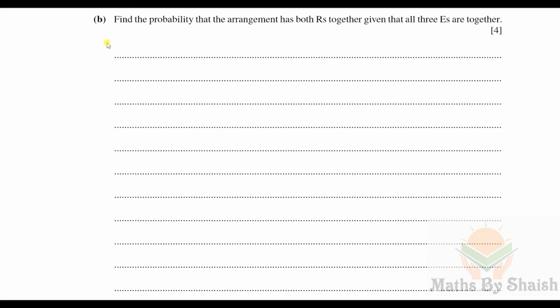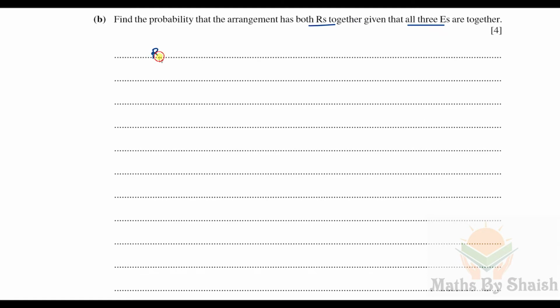Here's the B part. Find the probability that the arrangement has both R's together, given that all E's are together. It is already given that 3 E's are together, then we need to find the probability that both the R's are together. So first of all, we'll write the word.